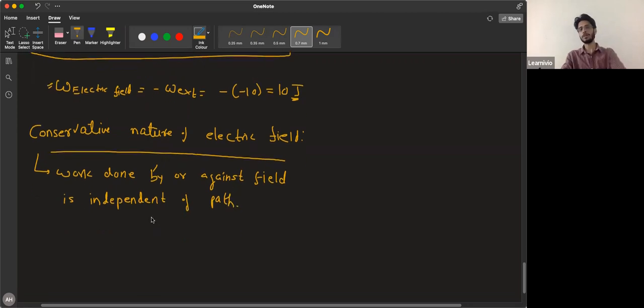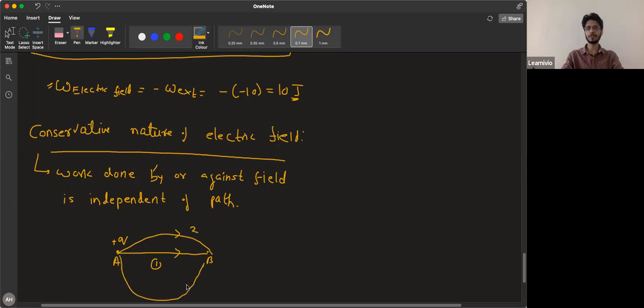Work done does not depend on path means if this is point A and this is point B, and I ask you to carry a charge from A to B, you can carry this charge through this path, let's call it path number 1. You can carry this charge through this path, let's call it path number 2. Or you can carry this charge through this path. In all paths, work done will remain the same. If work done is the same, that means your field is conservative. For a non-conservative field, work done will change. So work done is independent of path. It depends only on the initial and final position.